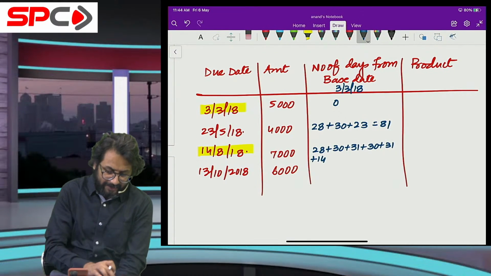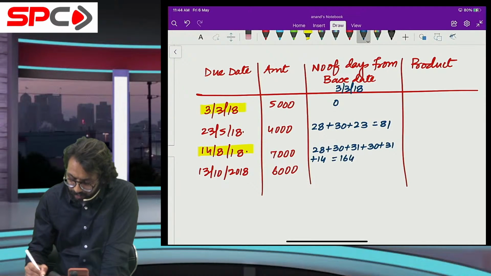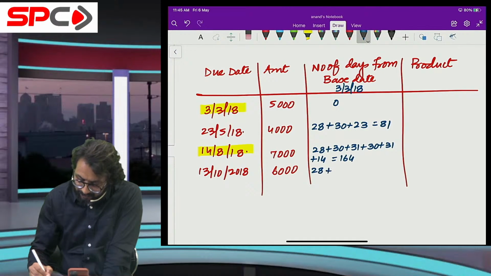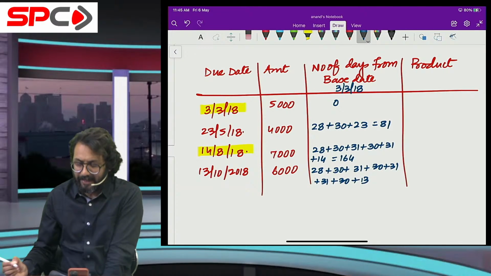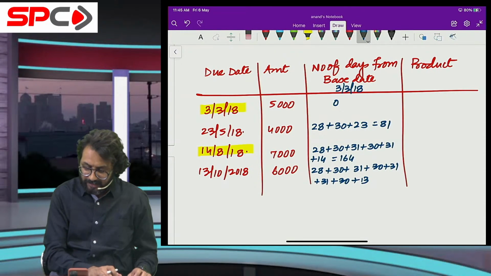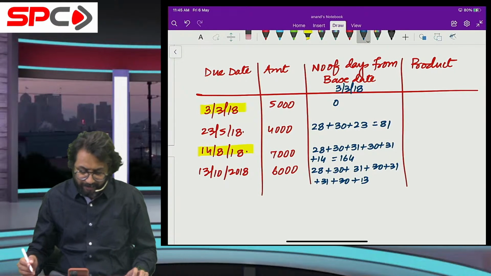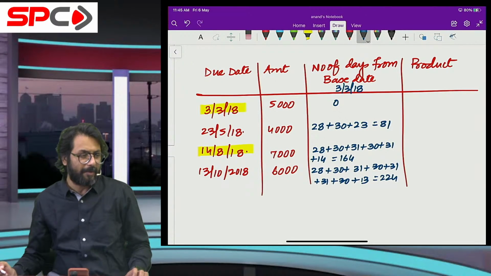I'll say 28 plus 30 plus 31 plus 30 plus 31 plus 14. How many days are there? 164. Then go ahead for 13th October. Can I not say 28 is March, 30 is April, 31 is May, 30 is June, 31 is July, 31 is August, 30 is September, and October I'll say 13. Do you all agree? So how many days are there? 28 plus 30 plus 31 plus 30 plus 31 plus 31 plus 30 plus 13. How many? 224. I hope you have understood this.